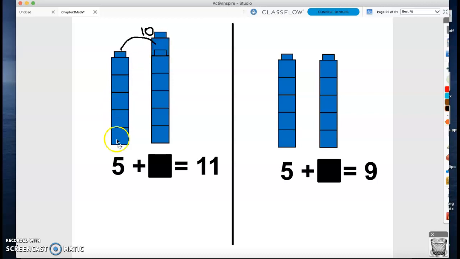So now, instead of 5 cubes and 5 cubes, I really have 5 cubes and 6 cubes. So I used what I knew about doubles. 5 plus 5 is 10, and one more is 11. So let's try this. I have a stack of 5. 1, 2, 3, 4, 5. 1, 2, 3, 4, 5.